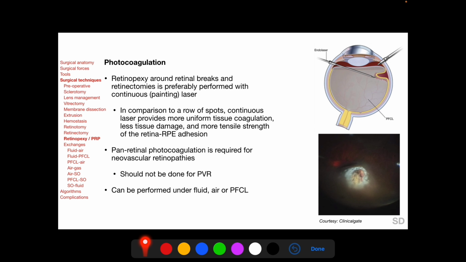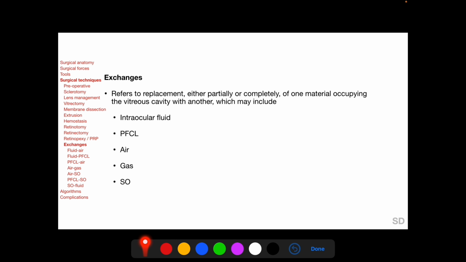In addition, photocoagulation is also indicated to deliver panretinal photocoagulation in neovascular retinopathies such as proliferative diabetic retinopathy. It should be noted that panretinal photocoagulation is not required and should not be done in proliferative vitreoretinopathy, and photocoagulation can be performed under fluid-air or PFCL.